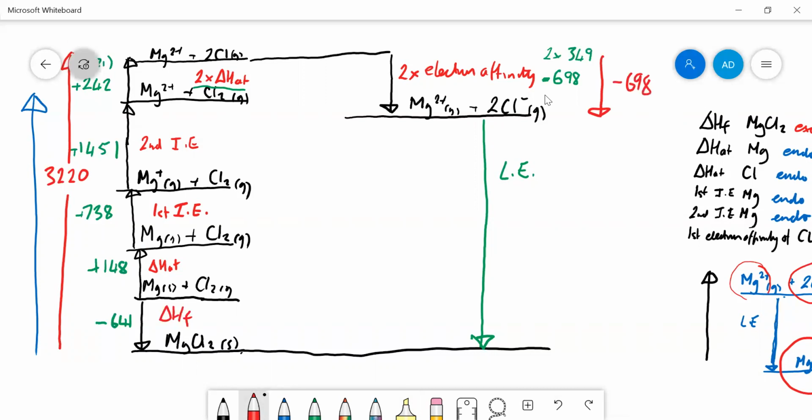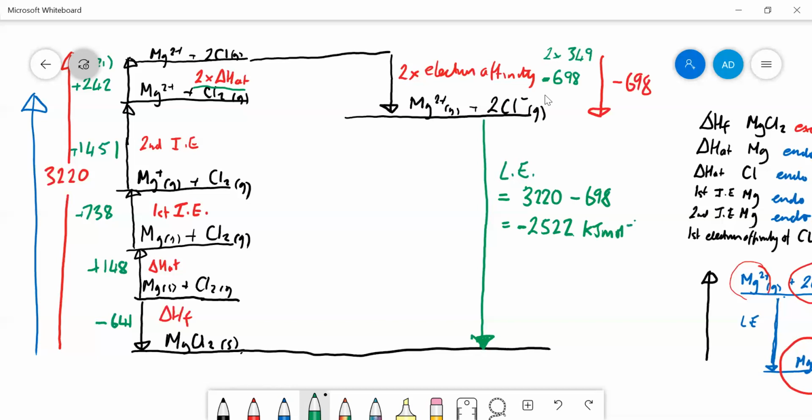-698. So the lattice enthalpy of formation is going to be 3220 - 698. That's 2522. Now what is the sign for that? It's formation. Well, the arrow is going which way? The arrow is going down, isn't it? So that means it is minus. And the units are kilojoules per mole.